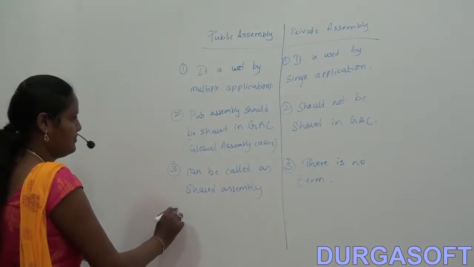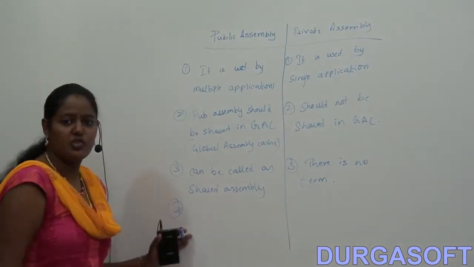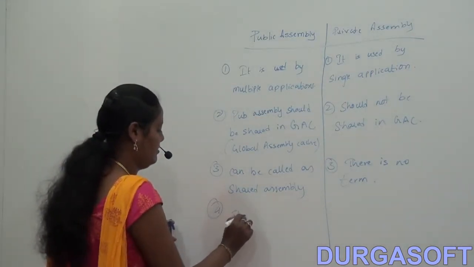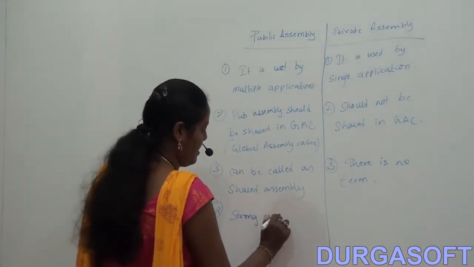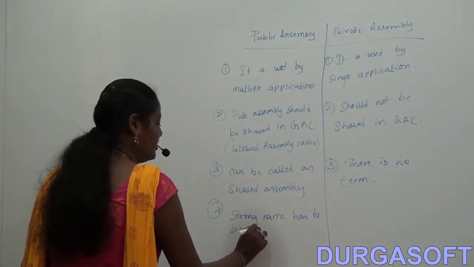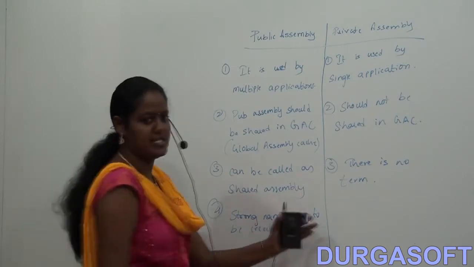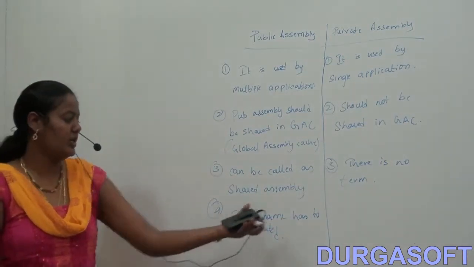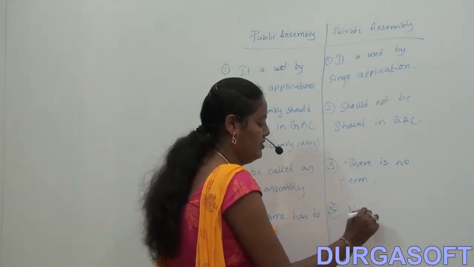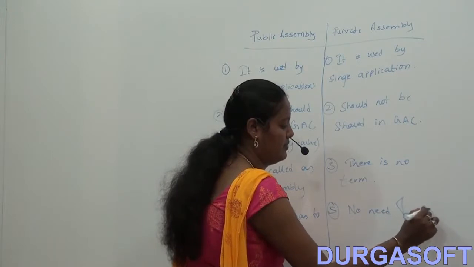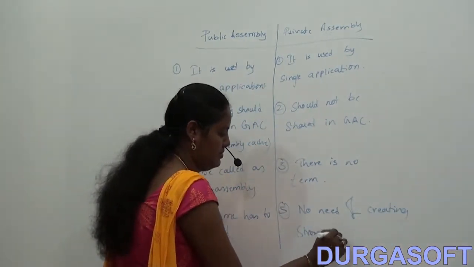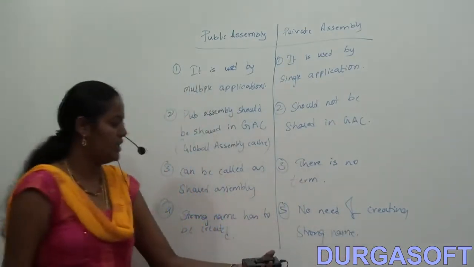And the next one is, a strong name should be created for the public assembly. Strong name has to be created. And coming to the private assembly, no strong name. Here there is no need of creating the strong name.